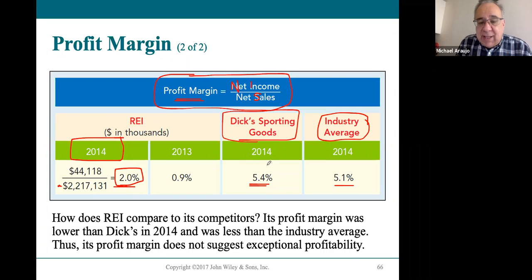And so that makes Dick's Sporting Goods a significantly more profitable company than REI, even though when you looked at gross margin, REI had a huge advantage there. Well, obviously, this is more important to owners, to stockholders. They want to make sure that net income is as high as possible. And it looks like Dick's is bringing home more of every dollar as profit than REI is.